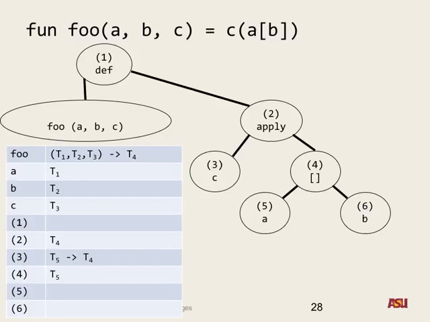We know that it's a node 3, which means it has this type: a function that takes in type T5 and returns T4. We know that is the type of 3. But what's inside the node? C. What's the type of C that we have? T3. So what does that mean about the relationship between these two types? T3 and T4 are the same? So you mean if... T3 and T5 are the same?